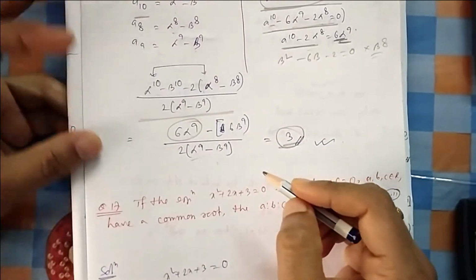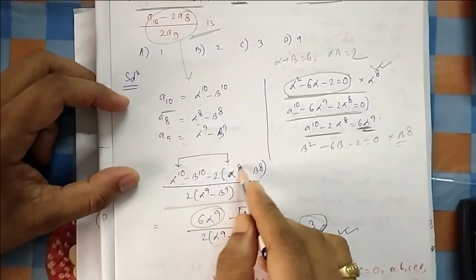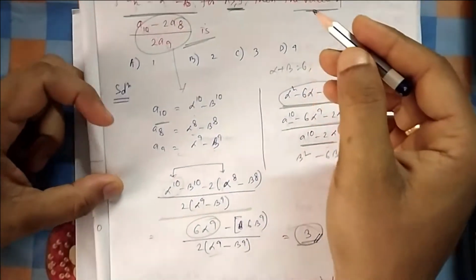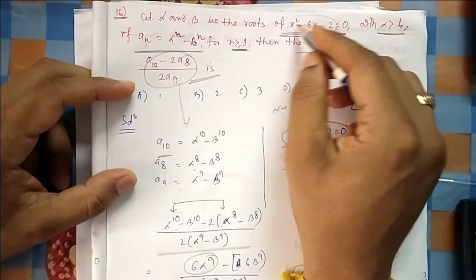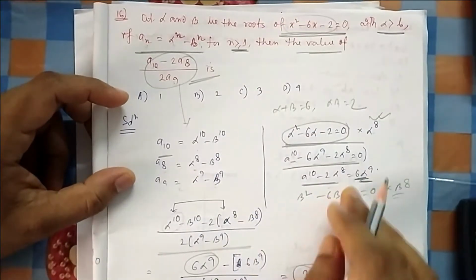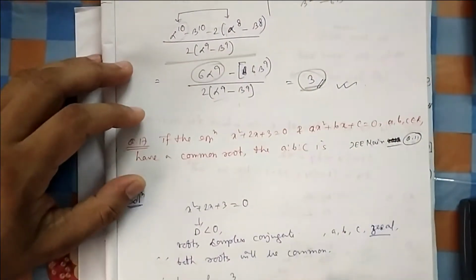So ultimately you will get 3. So the idea was, if you put all these things, you need to find somehow a relation between alpha^8, alpha^10 and alpha^9. So how to find this one? If you put alpha here and multiply, you will find alpha^8, alpha^9, alpha^10 from the expression, and then you will put it here, something will get cancelled, and you will get the answer.